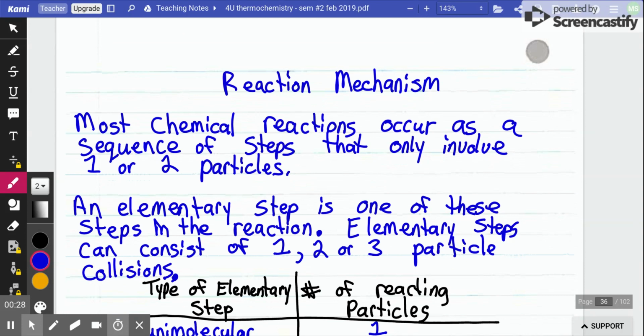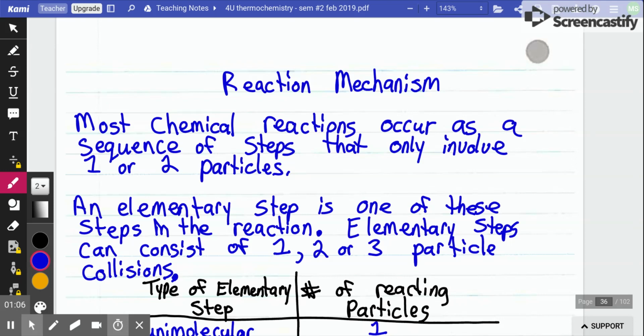So if you're trying to have a collision made with the correct speed, the correct amount of energy, and the correct orientation, and it involves 2 or 3 or 4 different particles, very few of those collisions are going to be effective. So instead, most chemical reactions happen in a series of steps that involve only 1 or 2 particles, maybe 3 particles combining together in a collision.